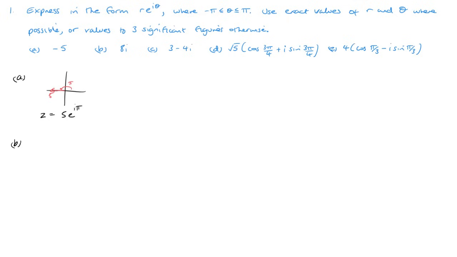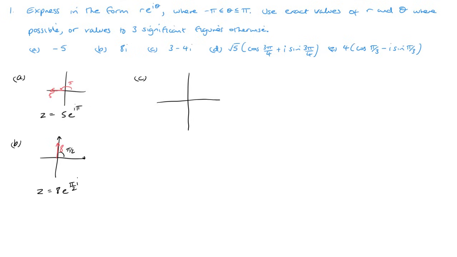Let's look at B. So again, a little sketch, and then I'll draw this on in red. It's going to be straight up, there's 8 in the imaginary direction. Okay, and this angle here is going to be pi by 2. So z equals 8e to the pi by 2 i. You can put the i in front of the pi by 2 or after the pi by 2, it's totally up to you.